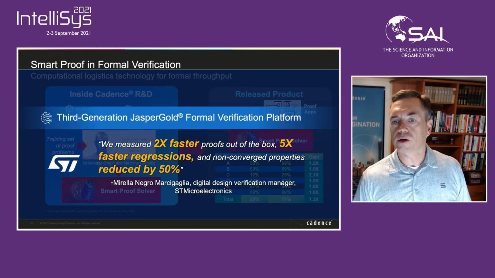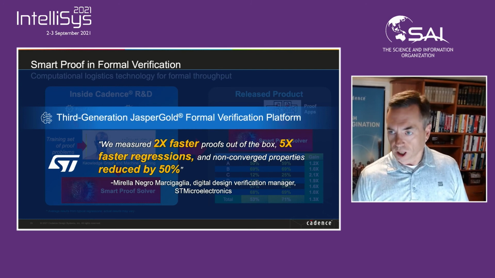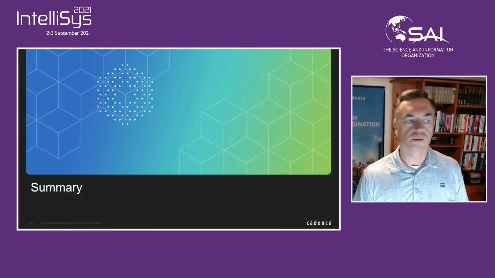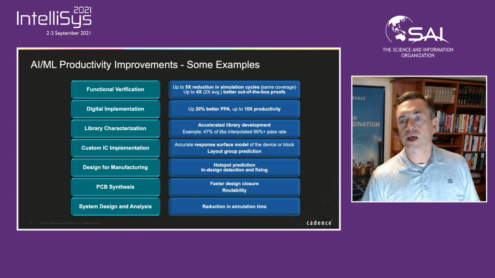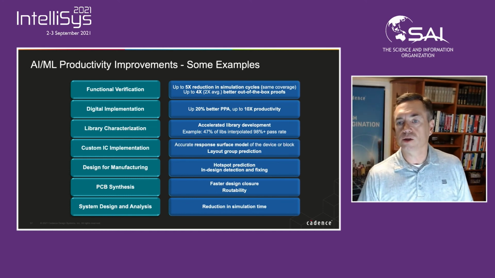Again, an example here from Europe. STMicroelectronics was one of our partners. We helped working through this. They got faster regression and reduced the number of non-converging properties significantly. So in summary, these are just 2 exciting examples from the functional verification domain, the digital implementation domain.